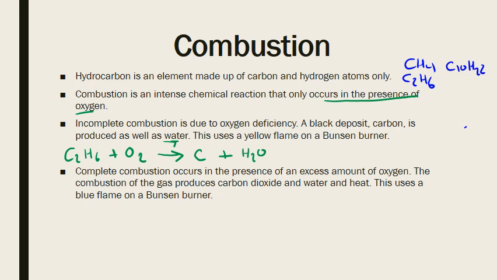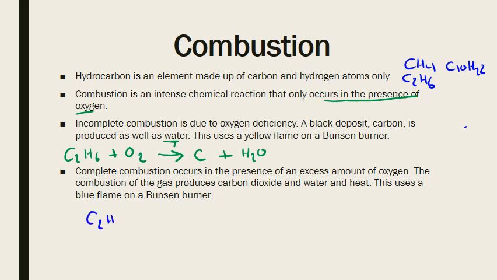A complete combustion occurs in the presence of an excess amount of oxygen. The combustion of gas produces carbon dioxide and water and heat. This uses a blue flame on a Bunsen burner. And I'm going to give you an example of a complete combustion. So now we're doing complete combustion.